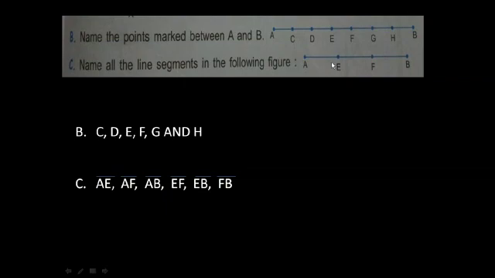And then from E you will start EF. It is another line segment. Then EB. Yes, again one line segment. And then from F you will start FB. So these are all the line segments in the following figure.